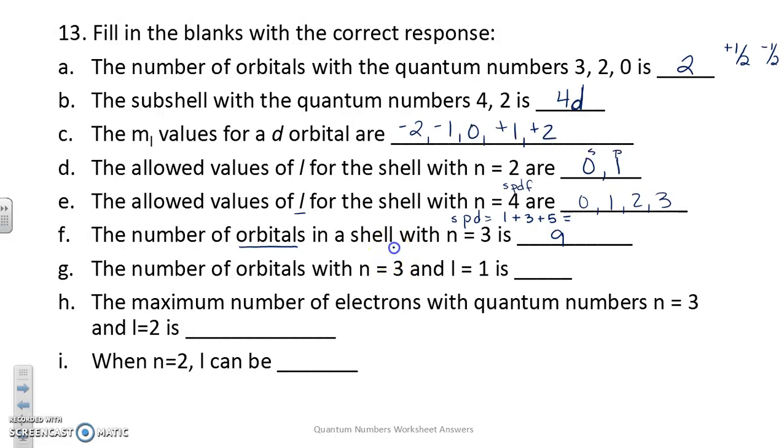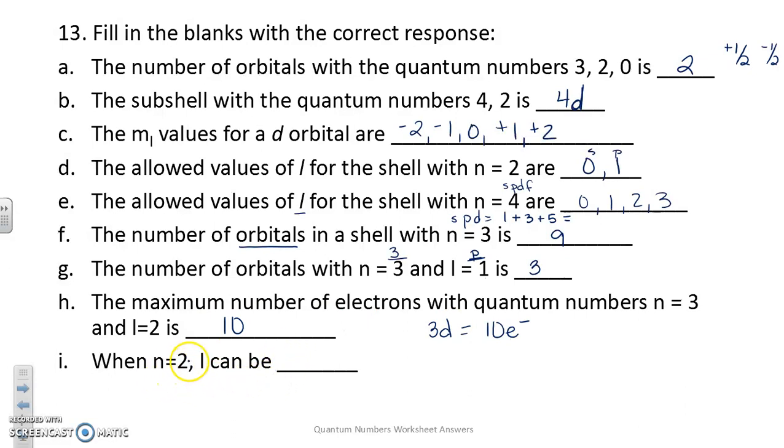The number of orbitals, oh, we're getting specific here. The third energy level, and L is equal to 1. So in the P sublevel, how many orbitals in the 3P? There are 3 orbitals. What's the maximum number of electrons? That would be 6. Maximum number of electrons with quantum numbers 3 and 2. So anything that's in 3D. How many total electrons can we fit in the 3D sublevel? 10.